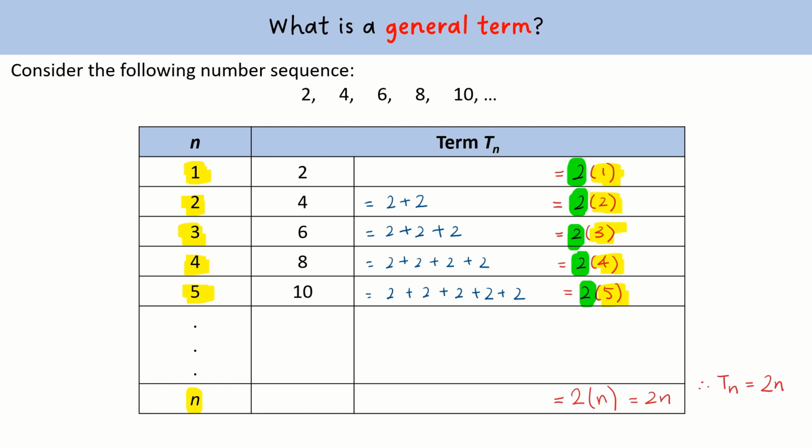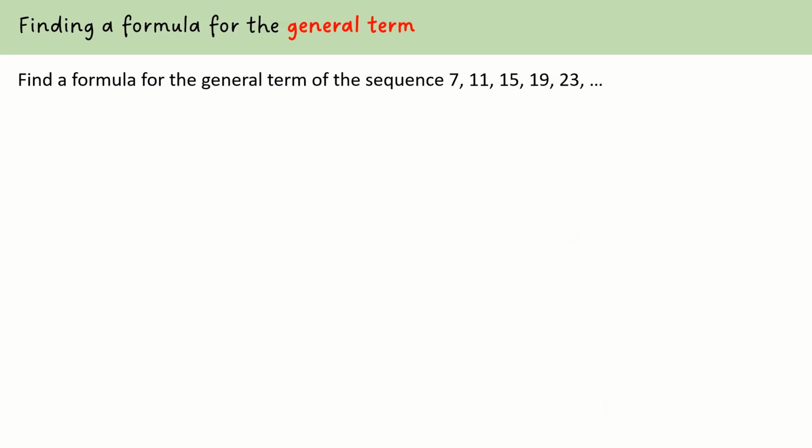So let's move on to another question to further our understanding about the development of the general term itself. Let's look at this question here. We want to find a formula for the general term of this sequence 7, 11, 15, 19, 23. This is a question where I want to show you how you could present your answer in a neat manner if you choose not to draw a table.